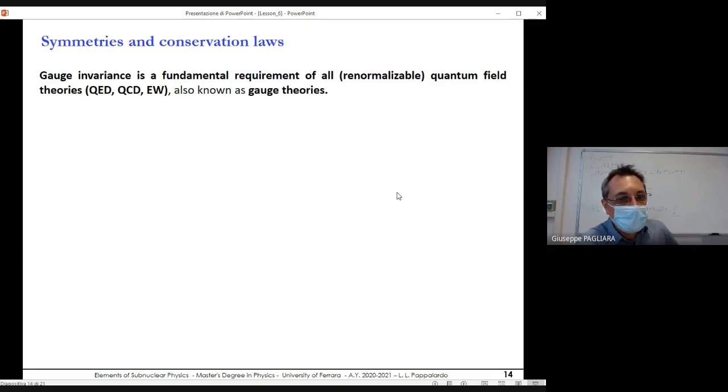So gauge invariance is a fundamental requirement for all renormalizable quantum field theories, QED, QCD, electroweak. The meaning of renormalizable you will understand better next week. It is a crucial requirement for all physical quantum field theories. And all these theories are known as gauge theories.